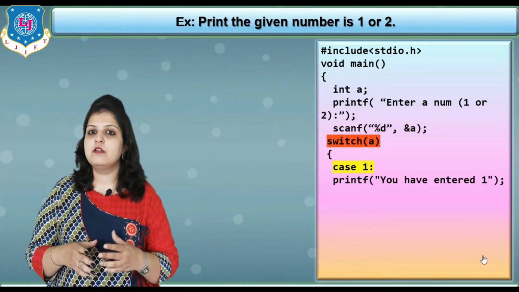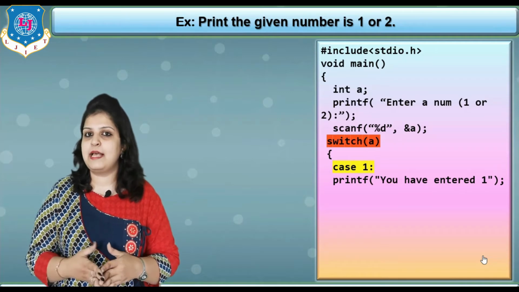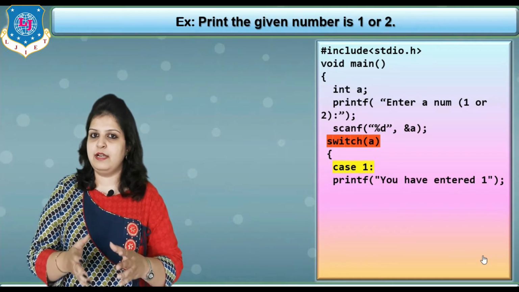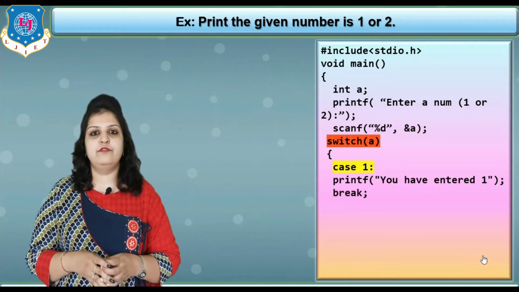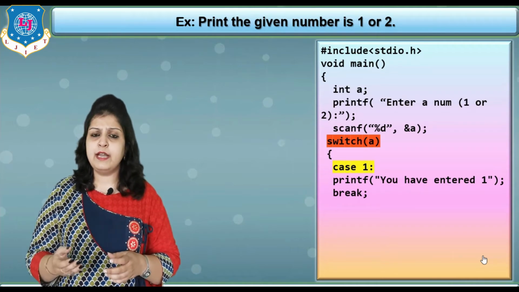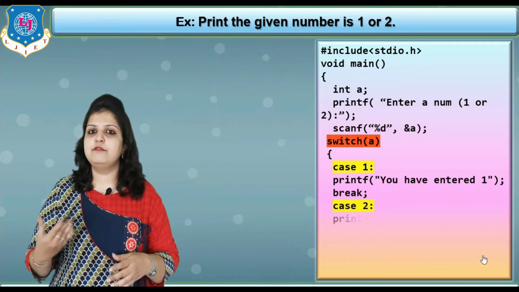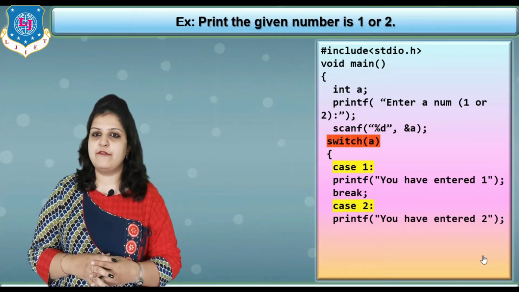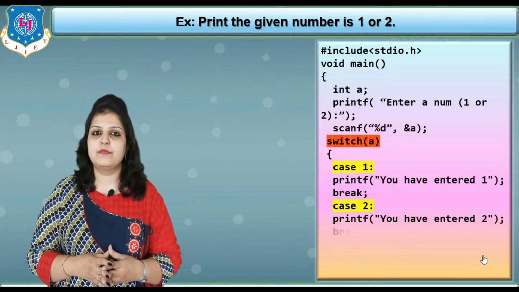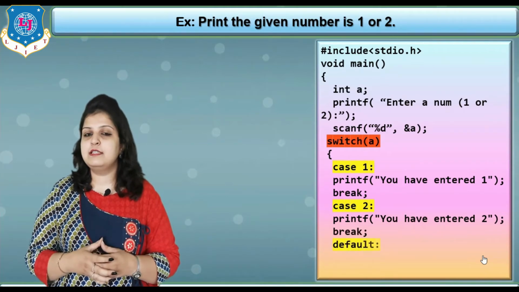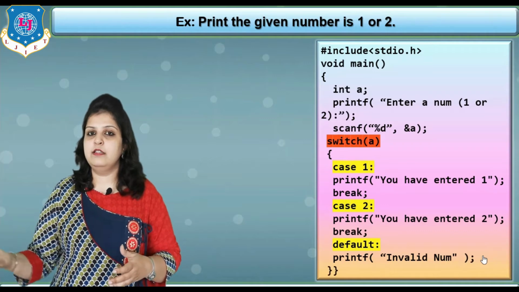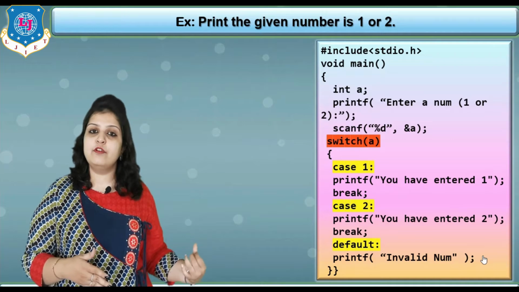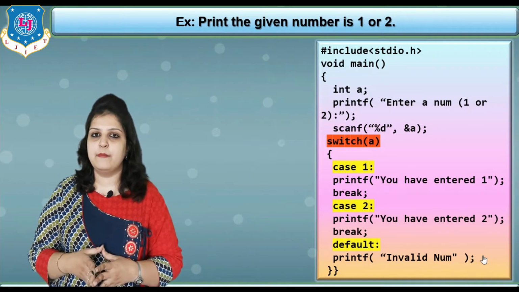Now if case 1 matches, then what is your message? "You have entered 1." We have to write that in printf. Then after that we have to write the break statement. Now our second case is when you enter 2. So write case 2 and just write the printf that "you have entered 2." And our default case is, if we enter another number, then it is called an invalid number. So in default we have to write "invalid number."